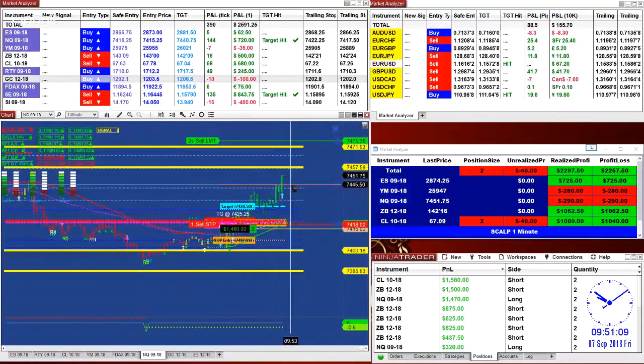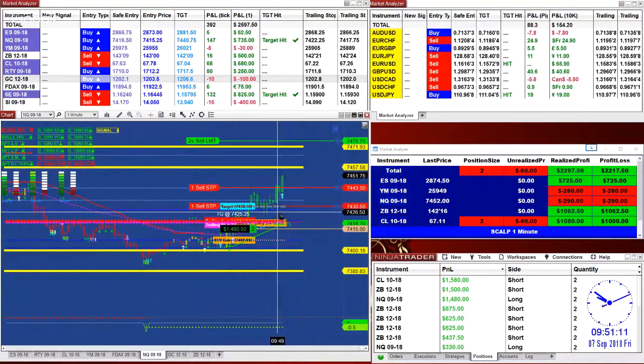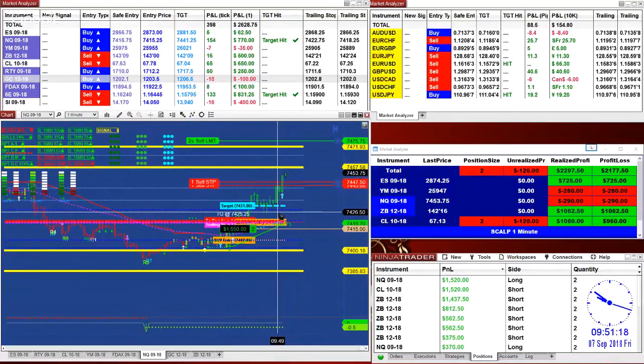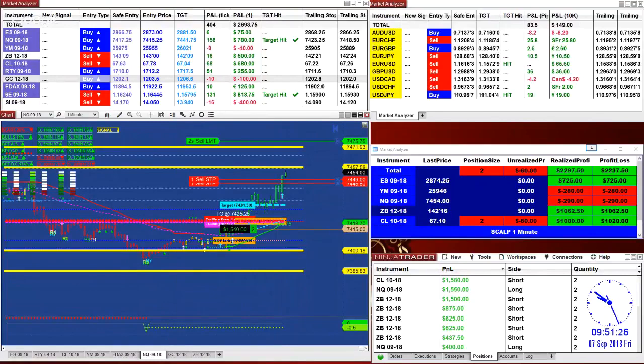I'm pulling back my trailing stop a little bit because I don't want to exit on those. The system comes with three different automated trade options: ATM strategy, and full automated.